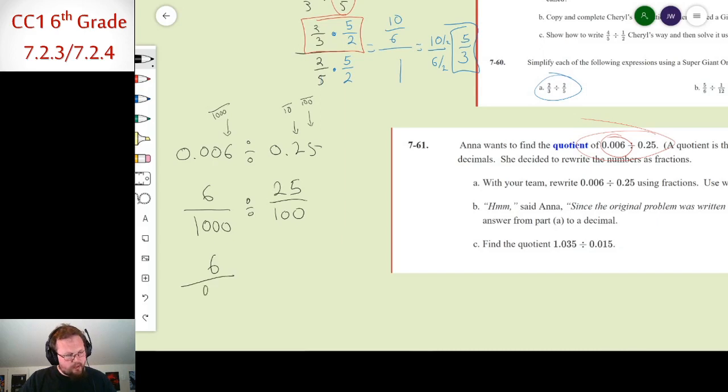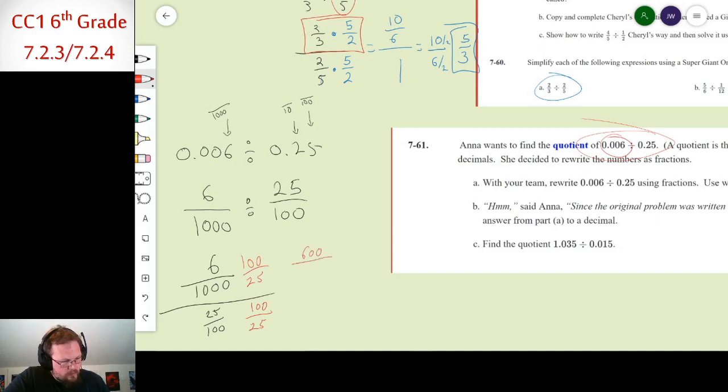You could have 6 over 1000 over 25 over 100. You could multiply the top and bottom by something to make it simpler, or you can just flip the fraction and then multiply. It will give you the same thing. So you could multiply by 100 over 25 because it is the reciprocal. Okay. And then you get 600 over 25,000, which reduces down to 6 over 250.